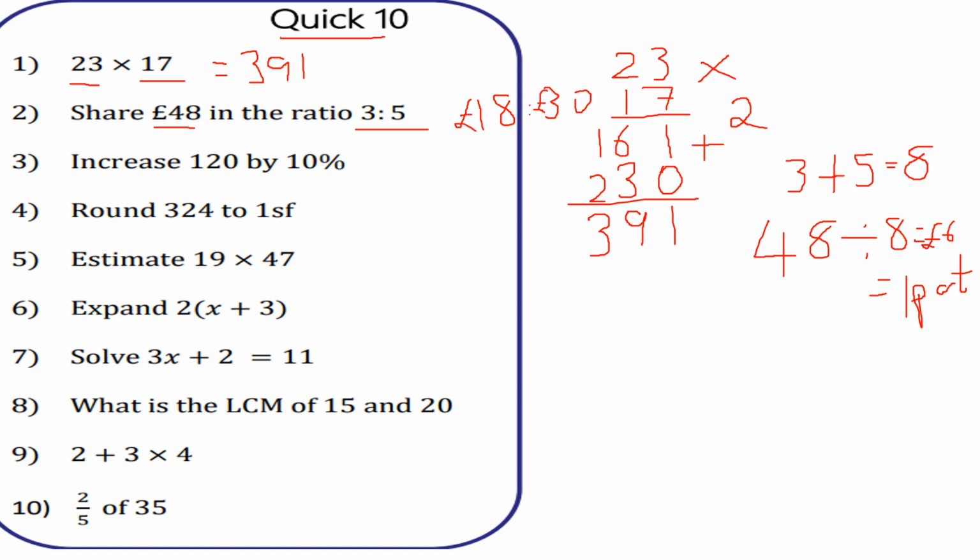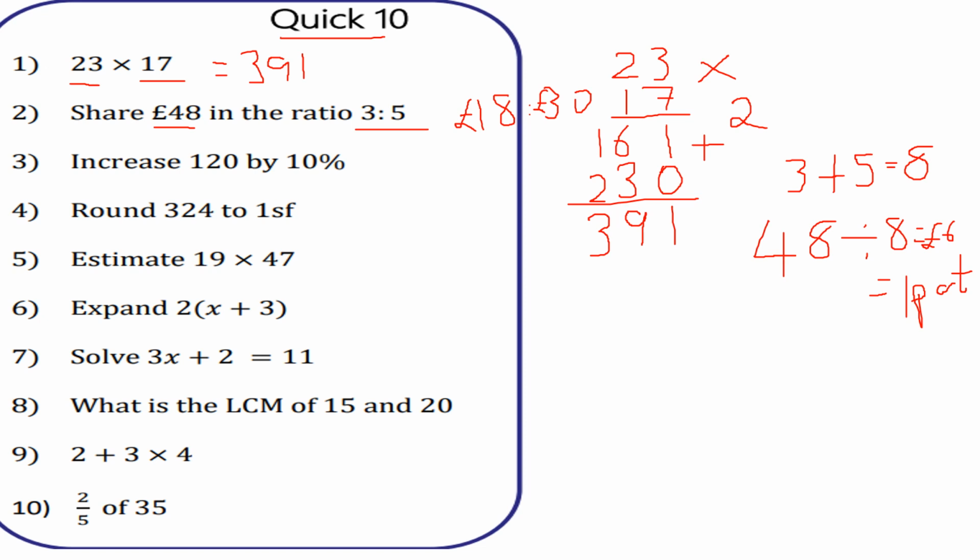And you can check your answer by adding the numbers together. 18 plus 30 does indeed equal 48, so that does confirm my answer. And this also simplifies back to 3 to 5, by dividing both parts by 6, to work backwards.